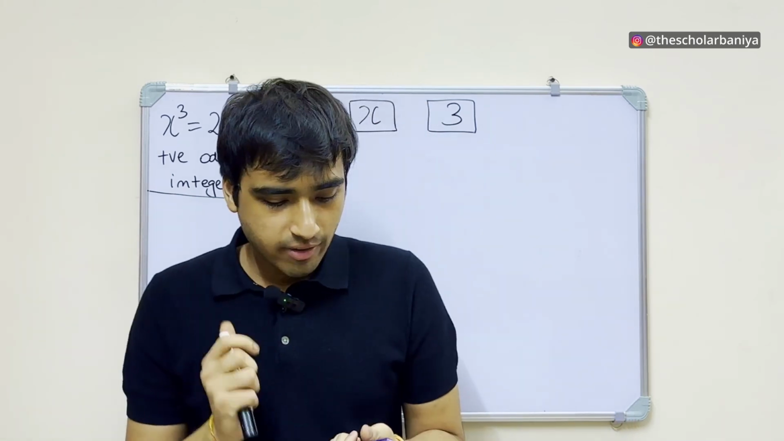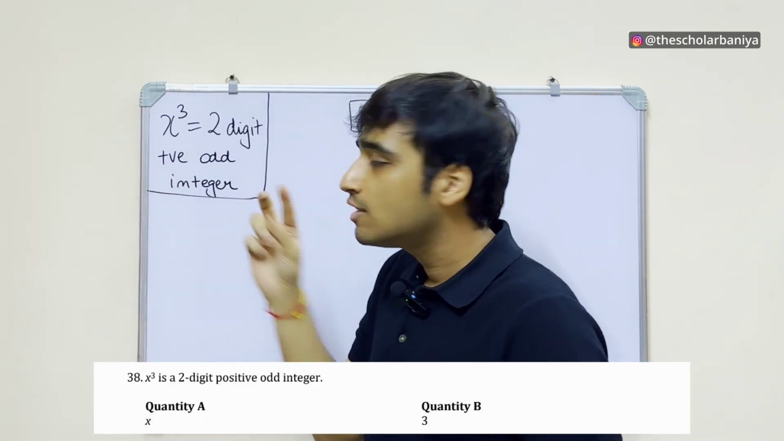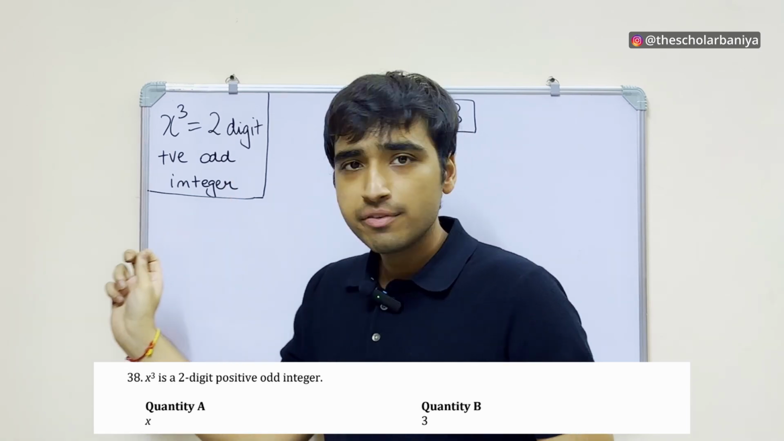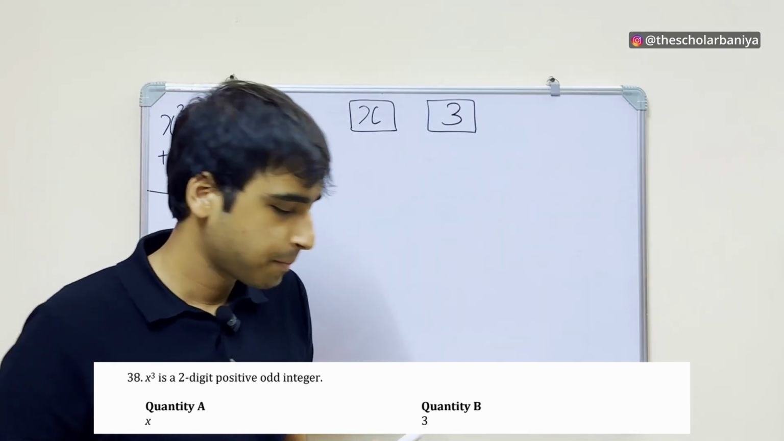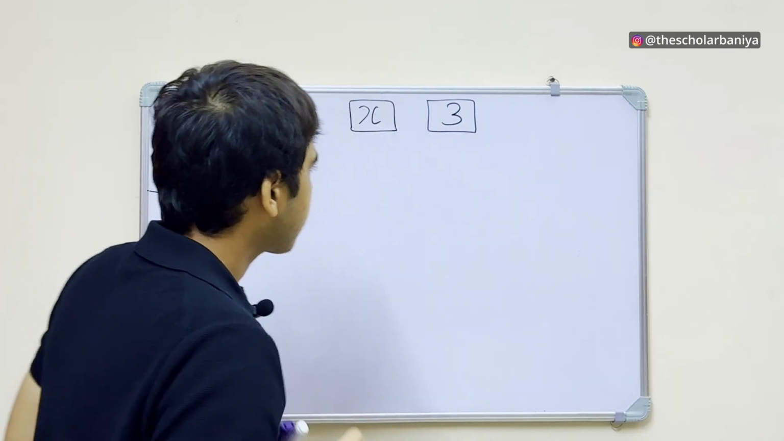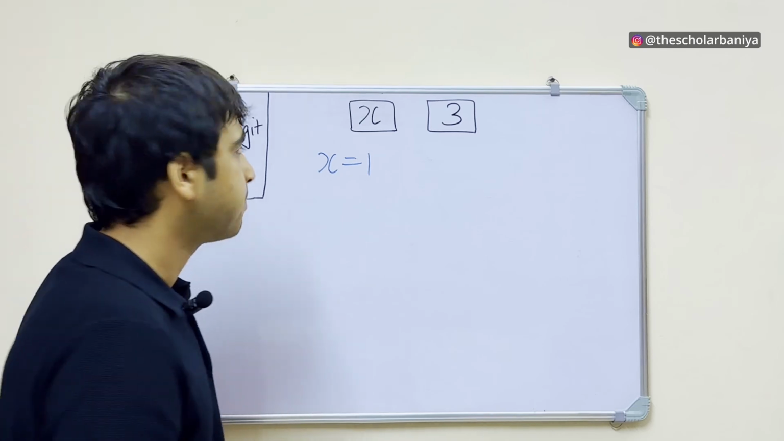So let's move on to the next question, guys. In this question, we are given that x cube is a two-digit positive odd integer, right? And we have to compare x and 3. So tell me one thing. For example, if we take x equals 1, right?